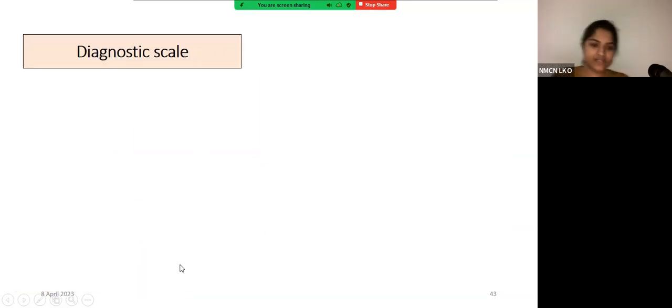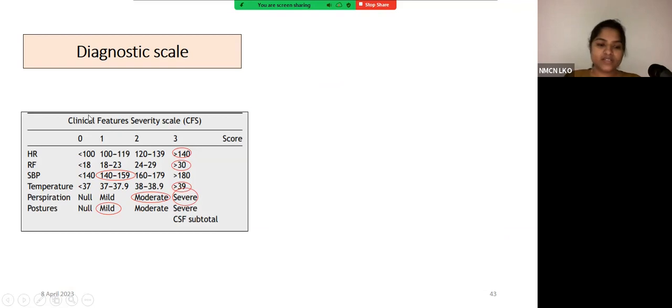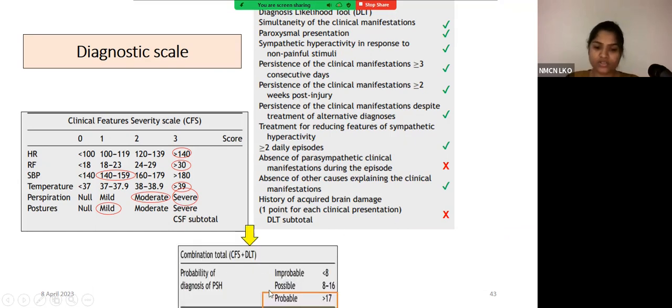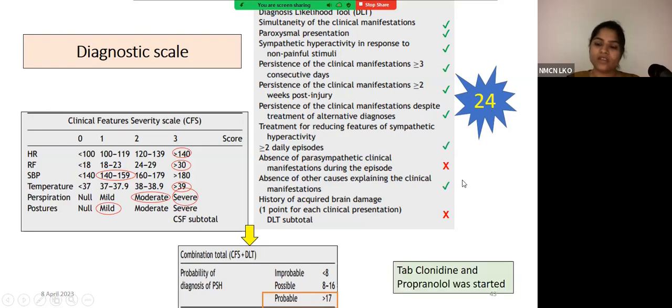There is a diagnostic scale which takes into consideration the clinical features and their severity, and a diagnostic likelihood tool which takes into consideration the episodes of paroxysmal sympathetic hyperactivity, the intensity and the duration, and the score is calculated by adding the sum of these scores. If the patient has more than 17, then he is suspected to have probable paroxysmal sympathetic hyperactivity, and in our case, the score was 24. Hence, specific therapy with tablet clonidine and propranolol was started.